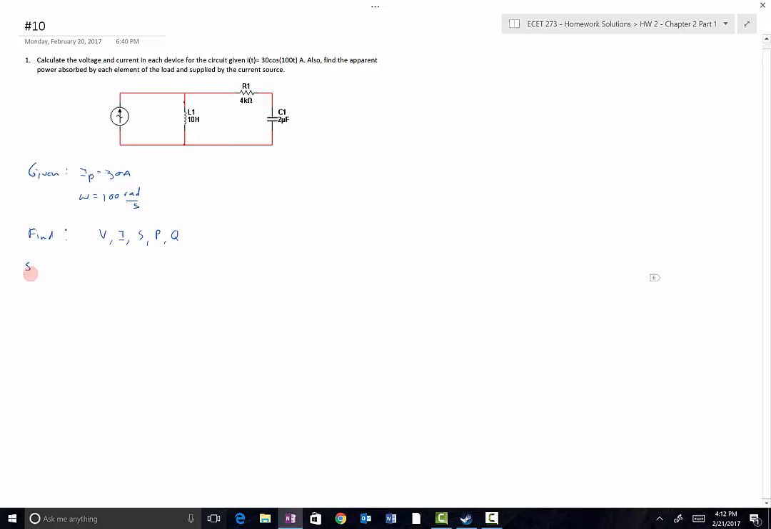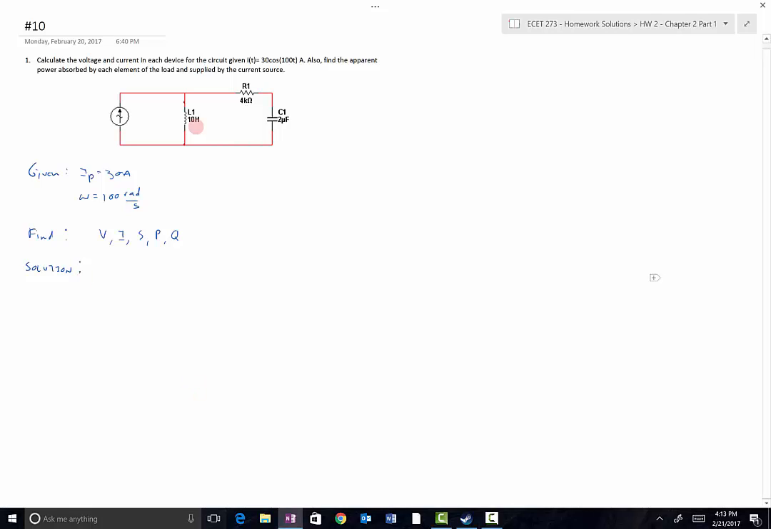So the solution here is that we're going to begin by solving for the individual voltages and currents. So that's just a phasor domain circuit analysis problem that you're pretty used to. You can use any of the techniques that you already know how to use.